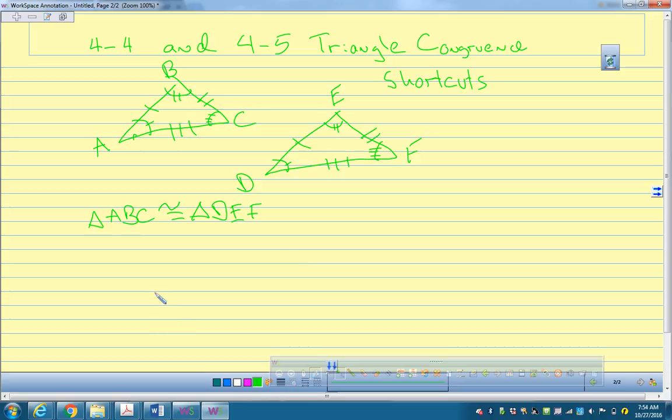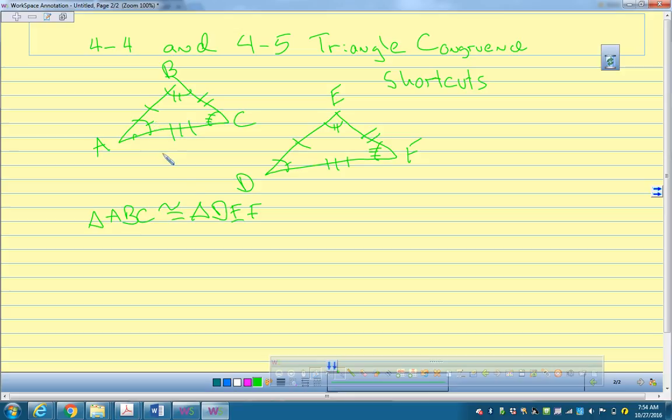And so if I'm working at the triangle making factory, and I say I want to make a triangle exactly like triangle ABC, how many different parts does each of these triangles have? It has three sides and it has three angles, right?